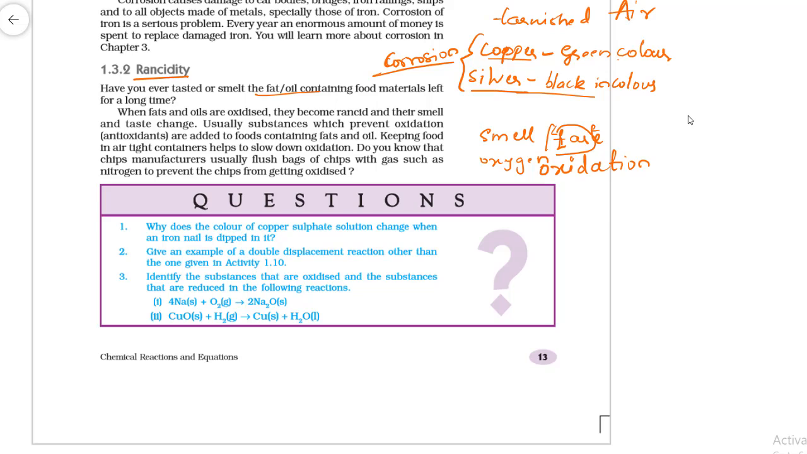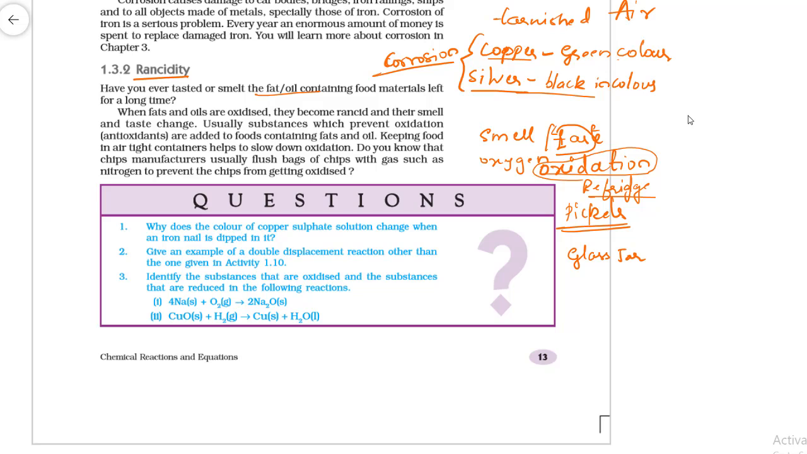For example, pickles contain fat and oil, right? If you observe properly, they are packed tightly in glass jars so that oxygen is not going to react with the pickles and they are not going to change in smell or taste. That is the reason sometimes you keep pickles or any oil containing or fat containing foods in the refrigerator. To prevent this oxidation, your food materials are kept in the refrigerator so that they do not get oxidized.